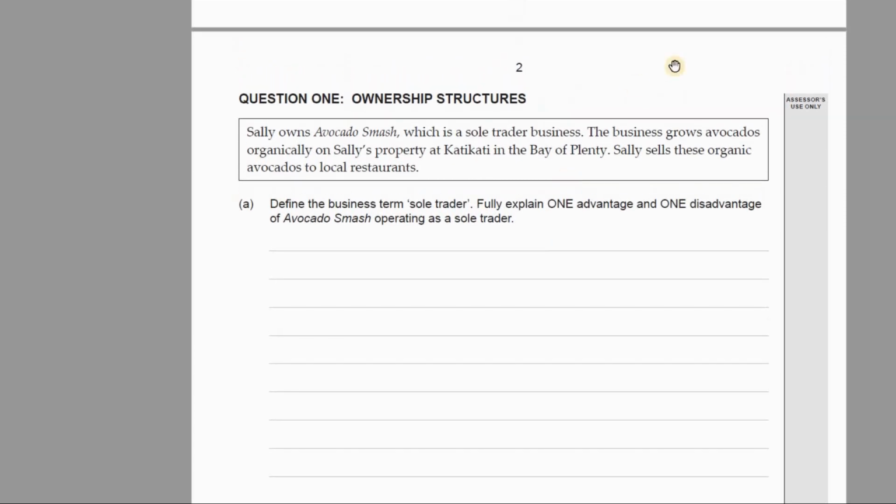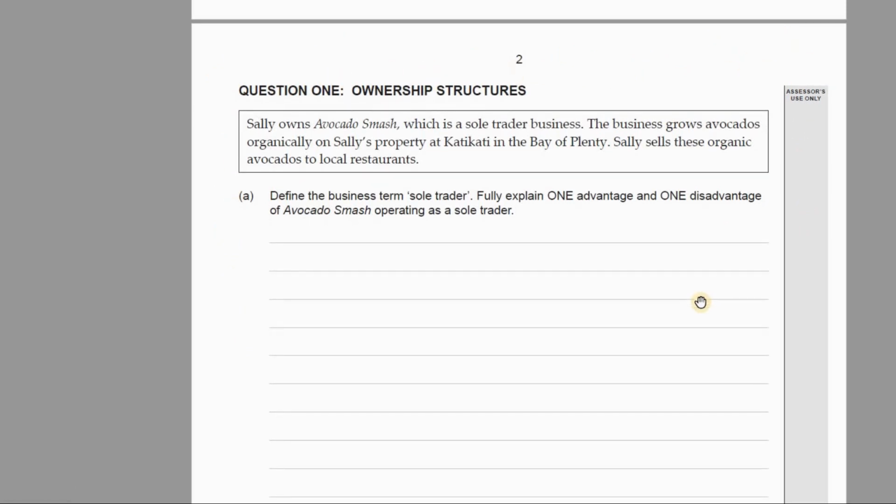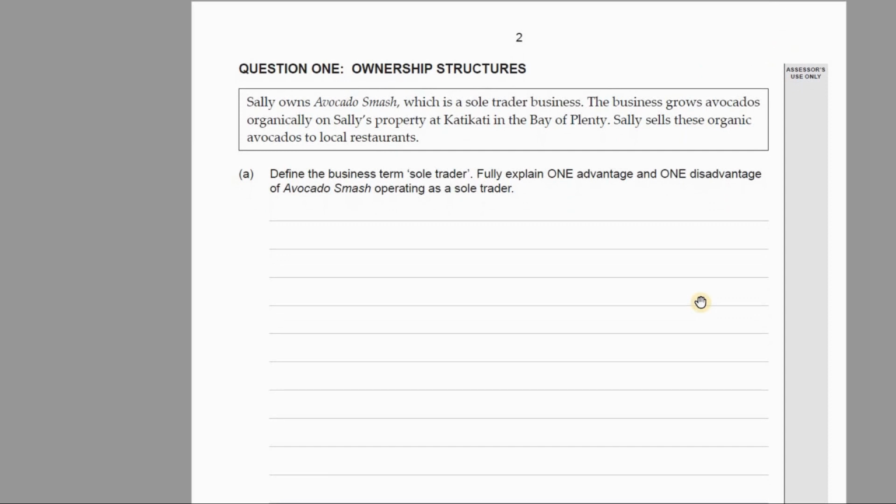Now you're given lots of space in your exam paper. You're allowed to write pretty much all over it. This part here assesses use only. Stick away from that, but everywhere else is fair game. So I tend to use the space up above questions along the side here to plan out my answers before I start, so that I know that I'm going to stay on topic and that I'm not going to repeat myself. So let's have a go.